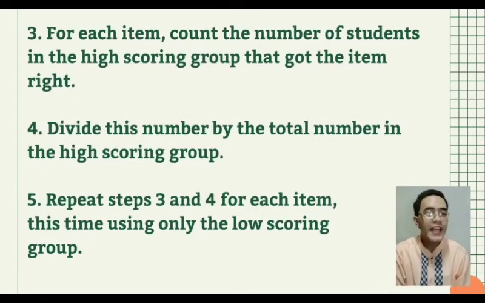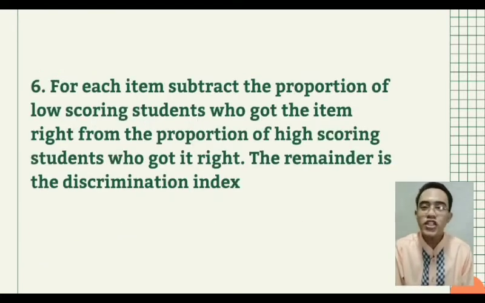Our third step, for each item, count the number of students in the high-scoring group that got the item right. Our fourth step, divide this number by the total number in the high-scoring group. Our fifth step, repeat steps 3 and 4 for each item, this time using only the low-scoring group. For our last step, for each item, subtract the proportion of low-scoring students who got the item right from the proportion of high-scoring students who got it right. The remainder is the discrimination index.